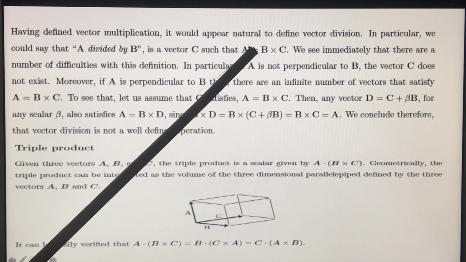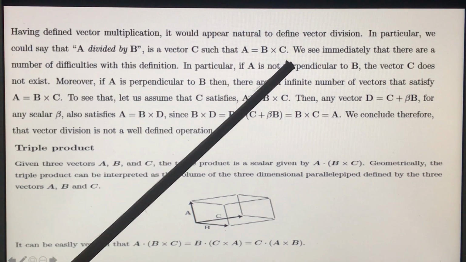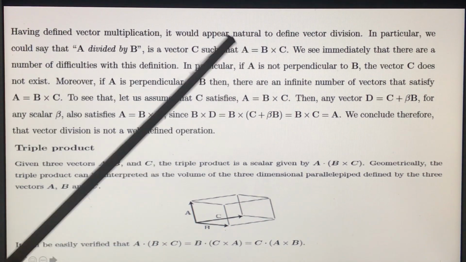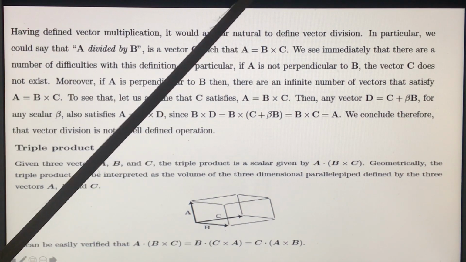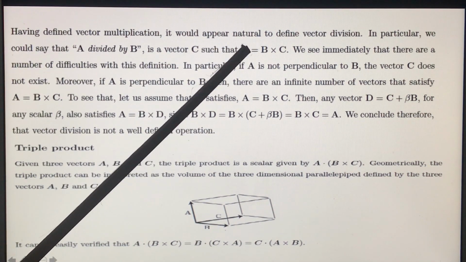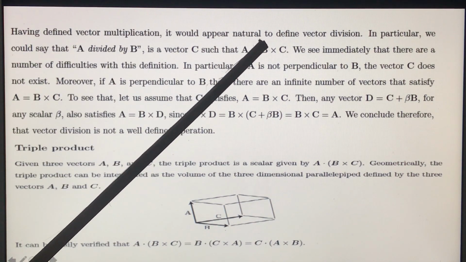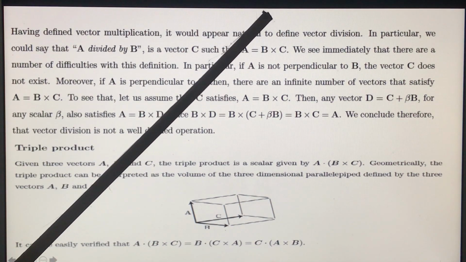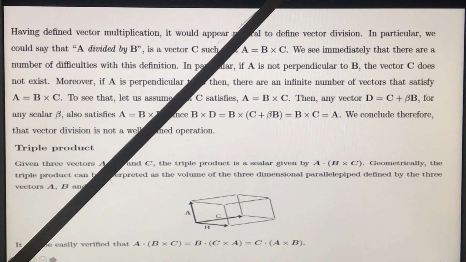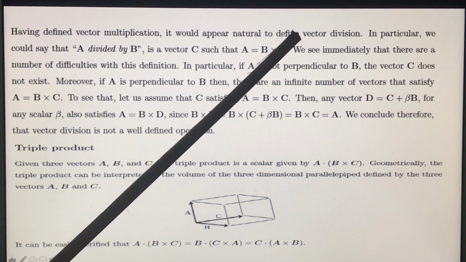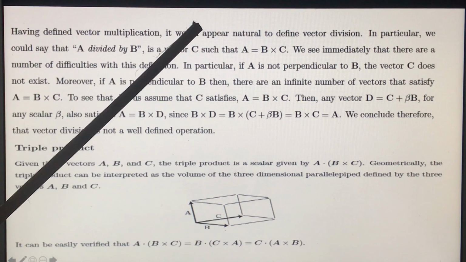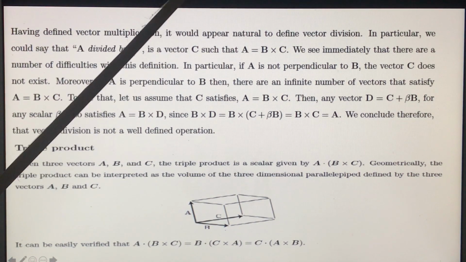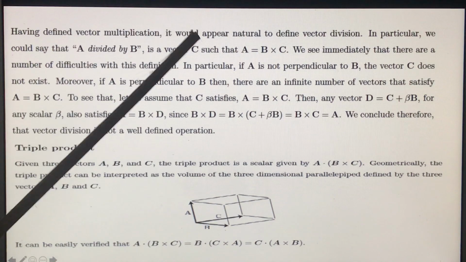But one of the conditions that the c vector has to satisfy is that the c vector must be perpendicular to the vector a. So the c vector has to always be perpendicular to the vector a in order to define divisibility by vector b. So there are some special conditions which each vector has to satisfy in order to have any meaning of division. Therefore, in physics, vector division is not well defined.